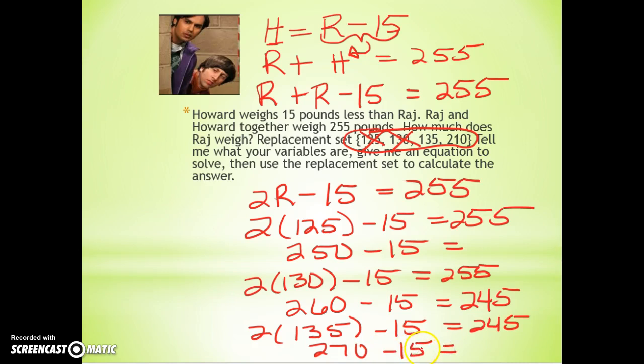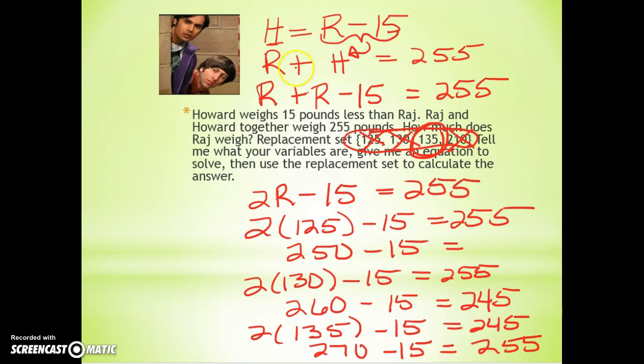I'm having a good feeling. I hope you are too. 270 minus 15 is 255. From the replacement set they offered us, 135 is the solution. And I can tell 210 will not be, because that would be 420 minus 15. No. Raj weighs 135 pounds.